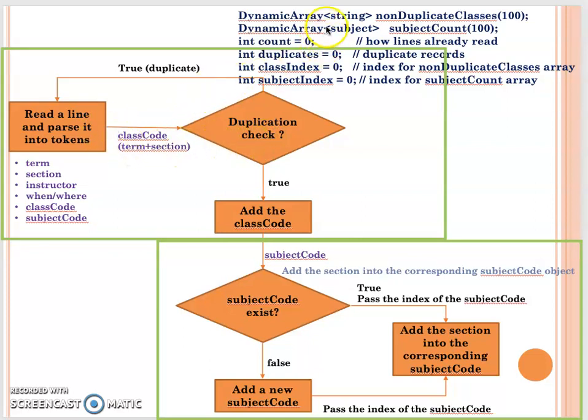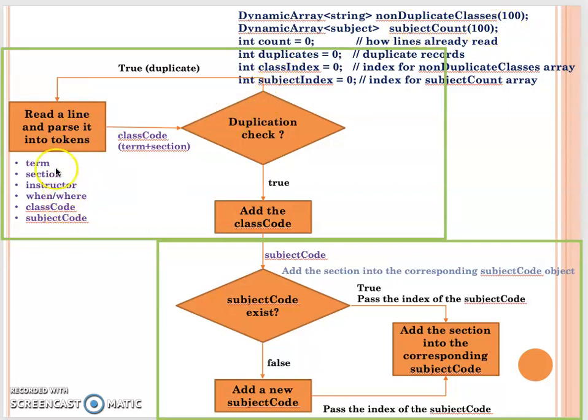Like earlier we said, since we may need more stack memory, that's why we decided to have our non-duplicate classes using the dynamic array. Since the data we want to save is the class code, that means term plus section, the data type in the array will be string. The other reason we're using a dynamic array is we don't know how many sections we want to do, so we want the array to be flexible to adjust the capacity. We just start from 100, and then it will continue to grow.